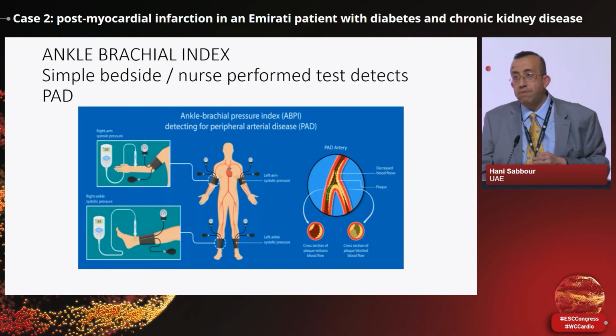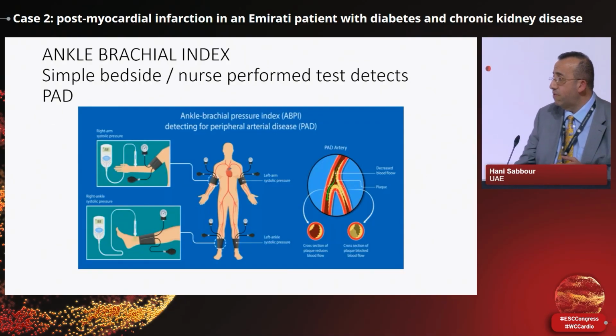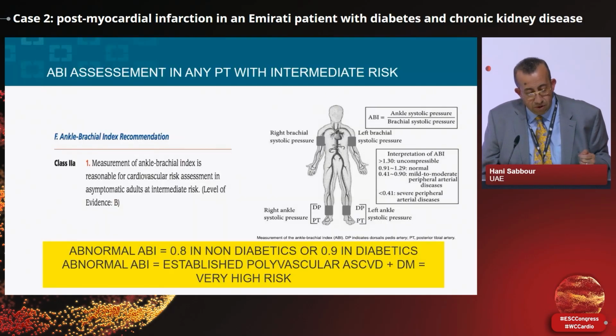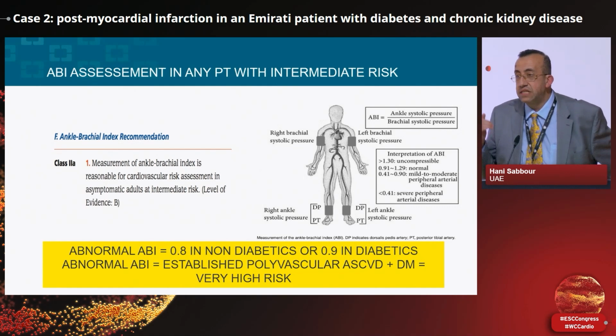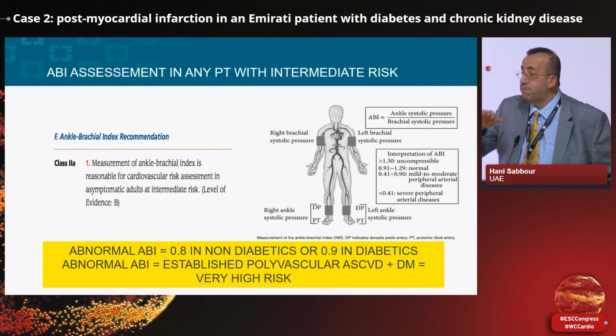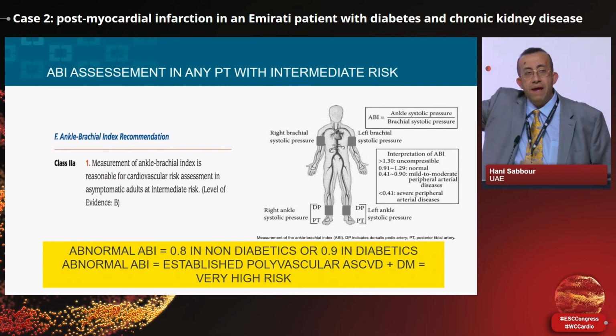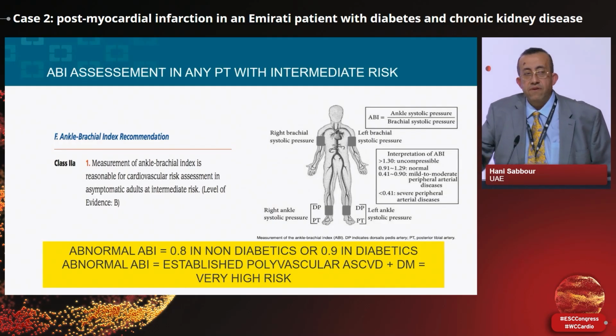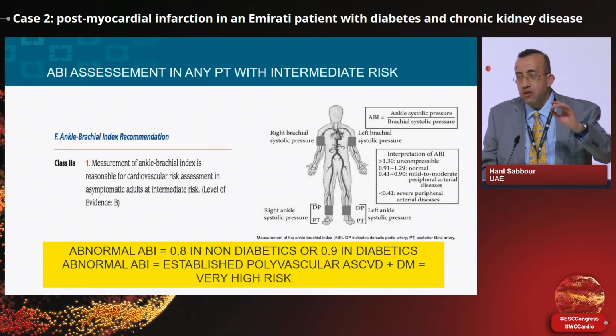And it's a very simple bedside test. You can actually have a nurse or a physician assistant do it for you. This reclassifies the patient automatically. This is the guideline. If your ABI is less than 0.9 in diabetes, this is polyvascular disease, you automatically go to very high risk. If it's 0.8 in non-diabetics, you're again very high risk. So it's very easy. You got to do it every year.